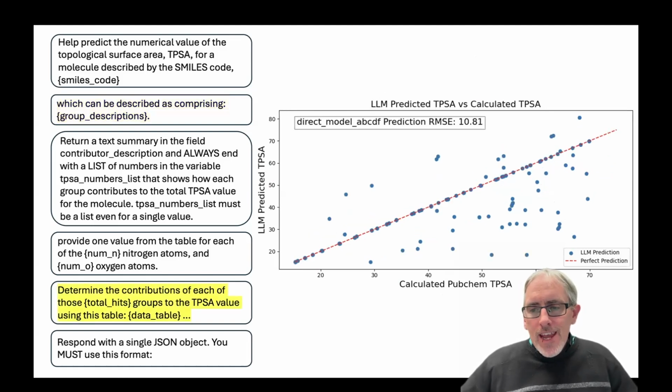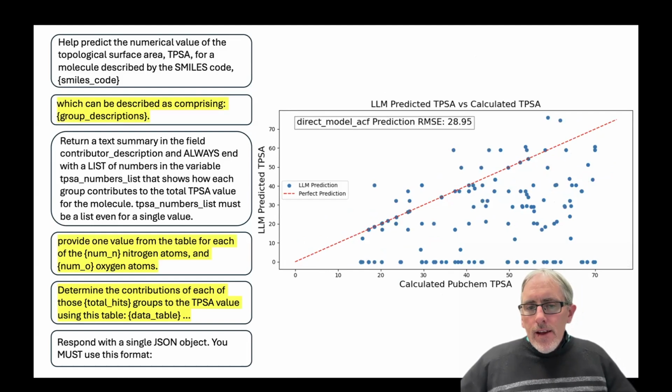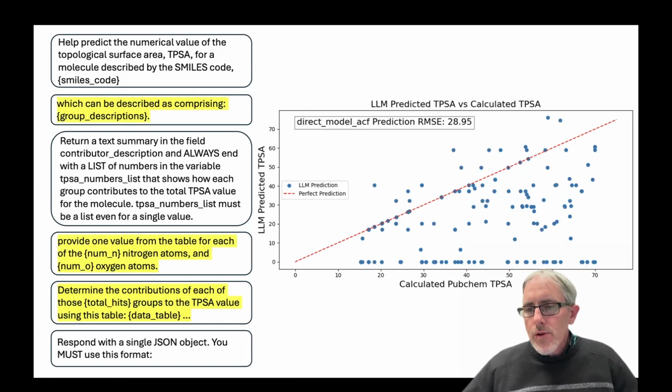If the data table from the Ertl paper is eliminated, so those specific values aren't provided, there are still quite a few predictions on that prediction line, suggesting that the LLM may have some of that information in its training data, but the performance drops to 10.81. Removal of all of the RAG elements drops the performance to 28.95, generally underestimating as opposed to the overestimate of the direct call, and some of the values coming back at 0.